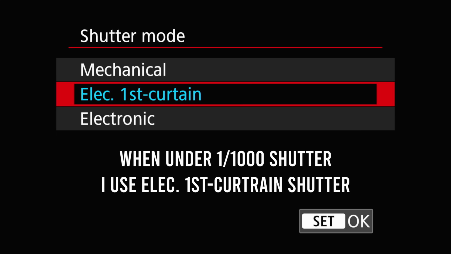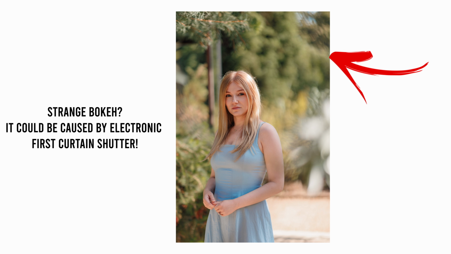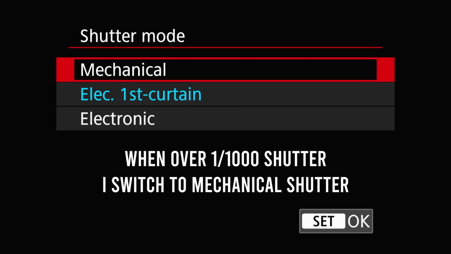Electronic first curtain shutter can help you get sharper images at these kind of slower shutter speeds because it reduces shutter shock. But once you go above around 1/1000th of a second, again, it can introduce some issues like slightly uneven or slightly odd looking bokeh. So above that, I always switch over to full mechanical shutter.